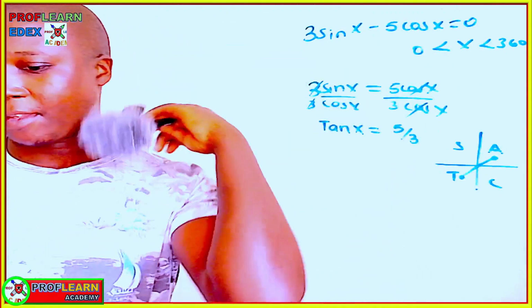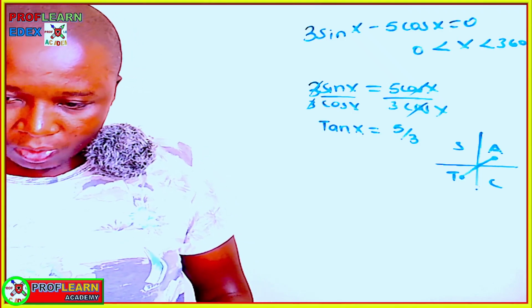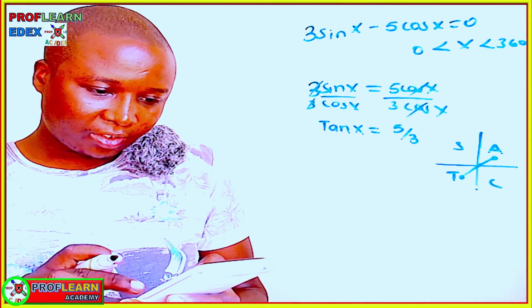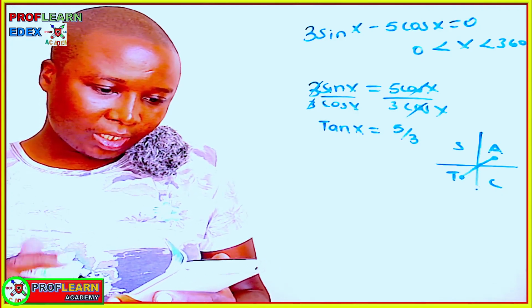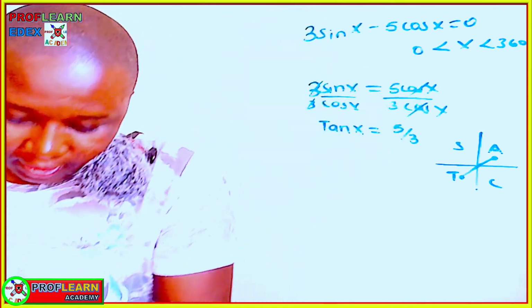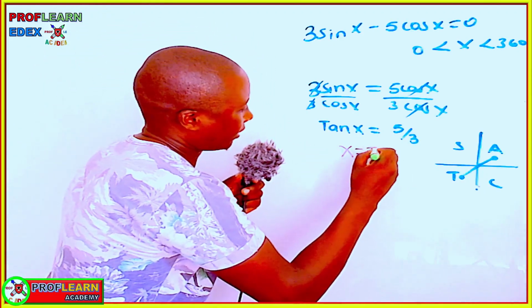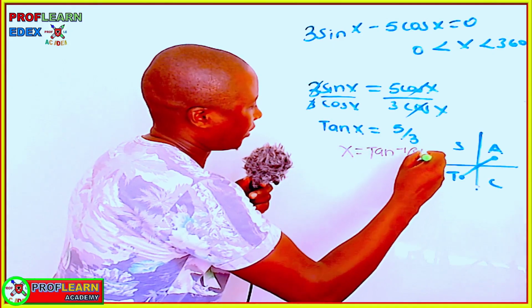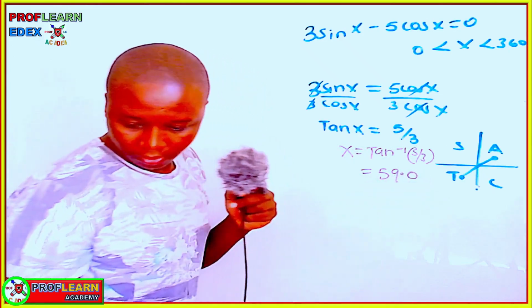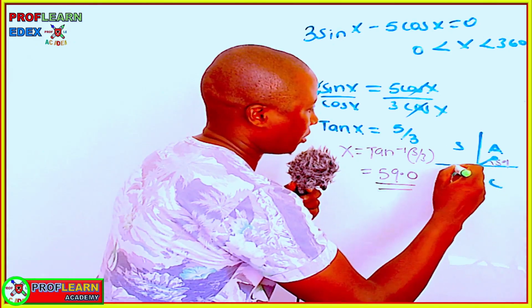So at that point, I want to find the tan inverse so that I can know the principal angle. The principal angle would be equivalent to what? This is going to be shift tan inverse of 5 over 3. We get the principal angle, and the principal angle is going to be 59.03. And so x is going to be tan inverse of 5 over 3, which is equal to 59.03. Okay, we can just write 59.0. So this angle here is 59. This angle here will also be 59.